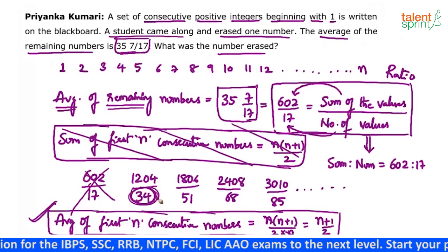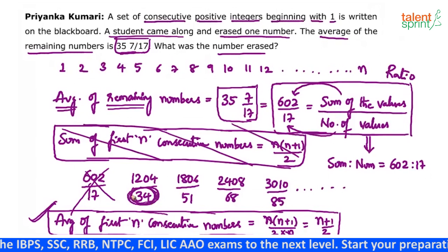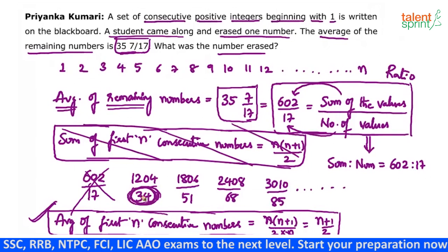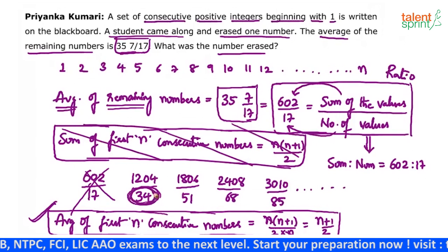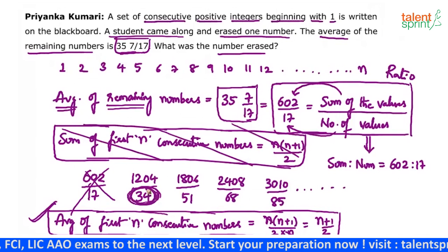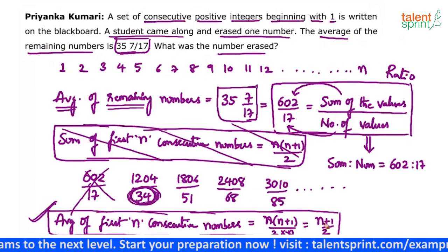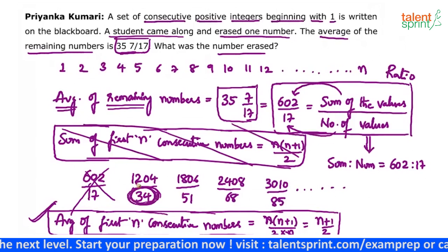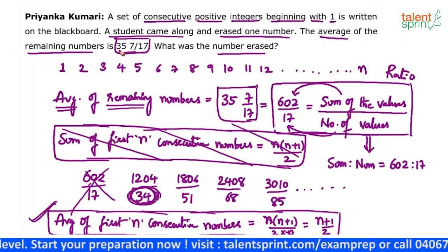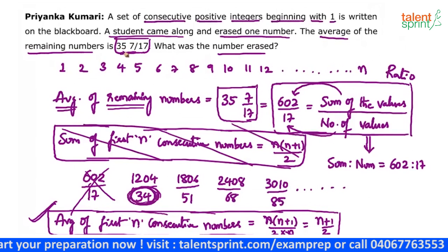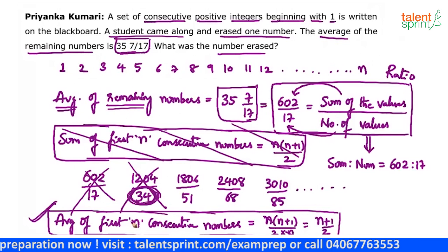You're getting it? 34 are remaining numbers. That means originally there were 35 numbers. One of the numbers got removed, one of the numbers got erased. So originally there were 35 numbers, and the average of first 35 numbers is how much? It is 18. 35 plus 1 by 2 is 36 by 2, 18. If the average of all the numbers is 18, can the average of remaining numbers be 35? Impossible. It's not possible. So this also gets eliminated.